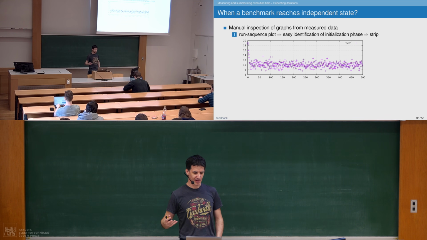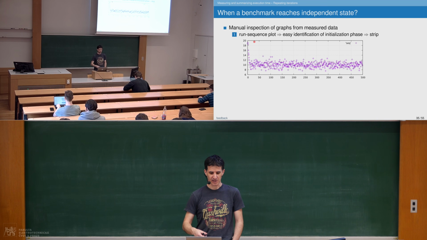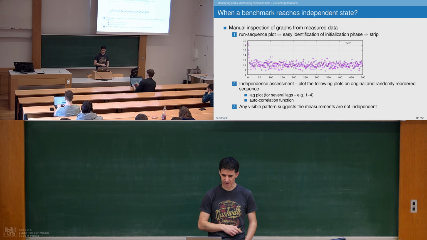So a good practice when benchmarking computer programs is to identify what's called either the initialization phase or the warm-up phase, and simply throw away the beginning of this data. Because the data are not independent, this is some kind of artifact, and you don't want to use it in your statistics.